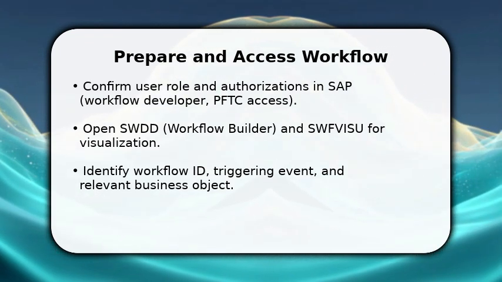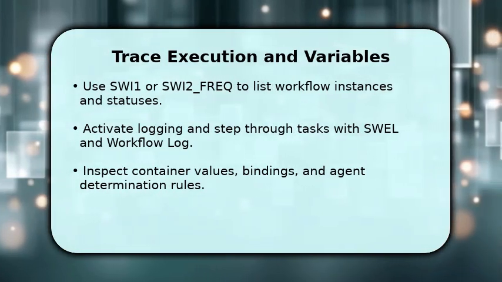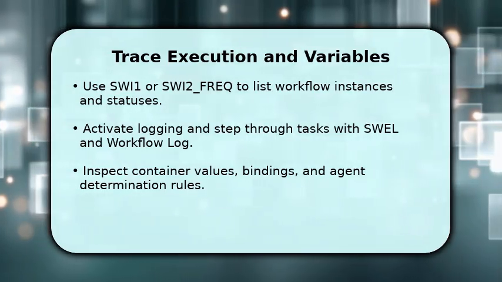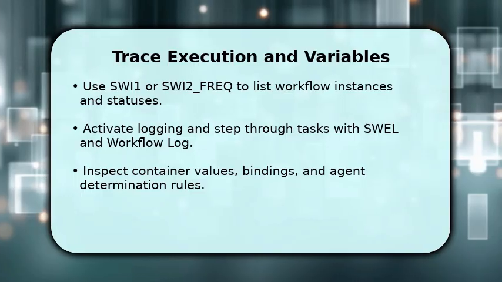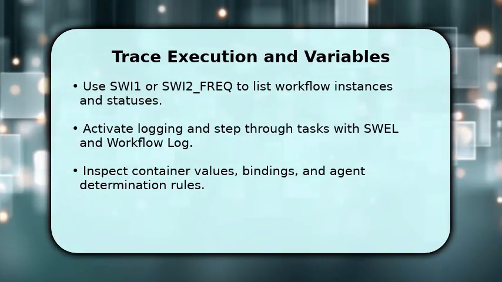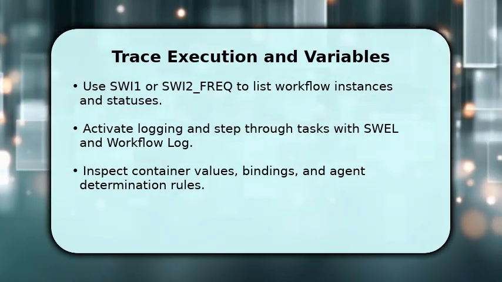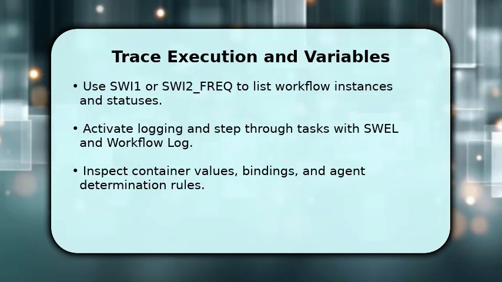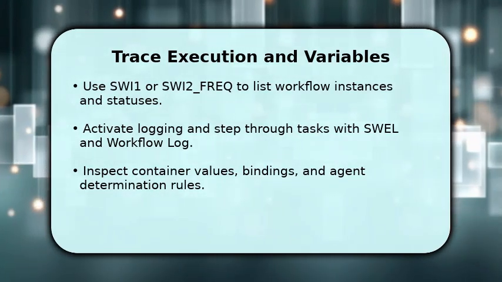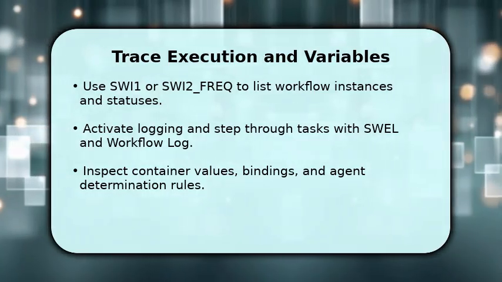Now you trace execution. List active and errored instances using SWI1 or SWI2 so you can pick a representative case. Open the workflow log and step through each activity to observe path decisions and runtime events. This shows you where logic diverges. Inspect container values and data bindings to verify inputs and outputs at each step, and review agent determination to ensure the right users or roles receive tasks. Make sure to reproduce the exact scenario.